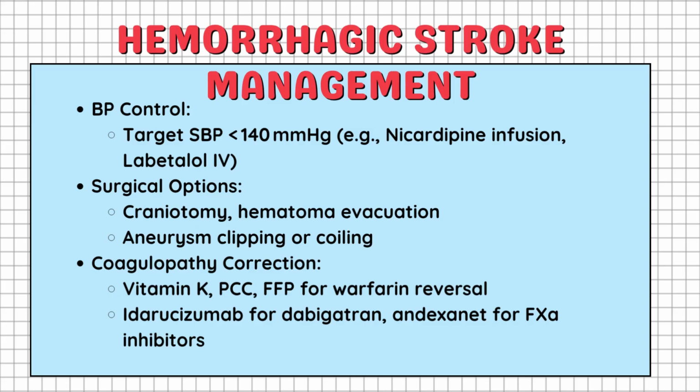Surgical options include craniotomy for hematoma evacuation, ventricular drain placement for hydrocephalus, or aneurysm clipping or coiling in subarachnoid hemorrhage. Early neurosurgical consultation is essential. Overall, hemorrhagic stroke requires close ICU-level monitoring, rapid interventions, and a multidisciplinary approach.